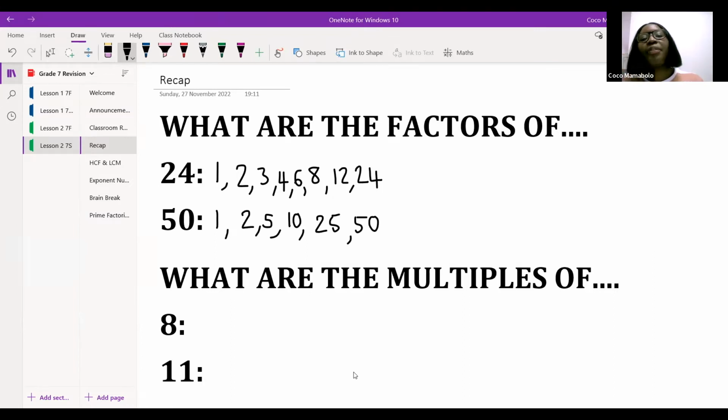All right, and that's how we find factors. Now, remember, guys, factors are finite. There's a starting point and there's an ending point. But with multiples, they go on forever. So we're only going to stop at 6 times. Okay, so can I get the multiples of 8, please? Who can tell me the multiples of 8?